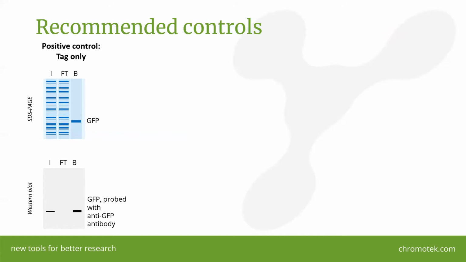So the recommended controls. First of all, I need a positive control. For a positive control, use the tag only, so just the GFP. You have to test if the IP works, so you should get a positive signal in your SDS-PAGE and on the Western blot, where you can detect the GFP with an anti-GFP antibody.